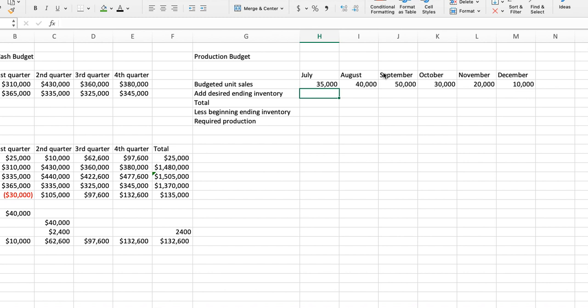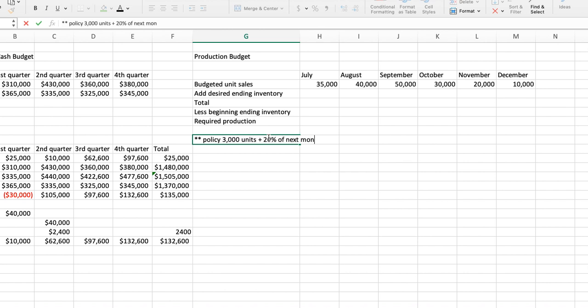And so what this company says is they want the finished goods inventory on hand at the end of each month to be 3,000 units plus 20% of next month's sales. So policy, 3,000 units plus 20% of next month's sales. So what we want to end July with is 3,000 units plus 20% of next month's sales.